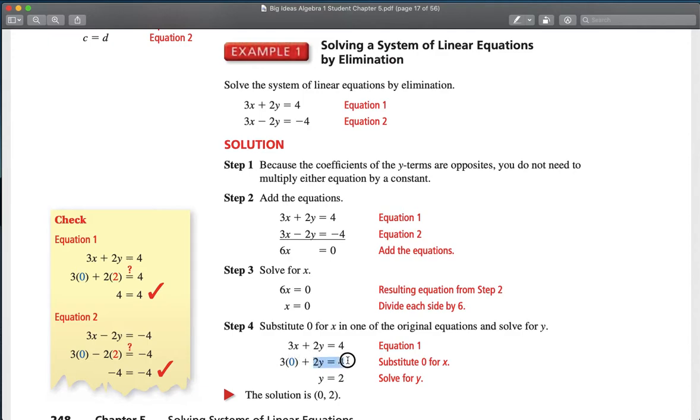So at the end, you end up getting 2y equals 4. Now, you're supposed to solve for y. How do we get rid of the 2? So here we are multiplying. The opposite of multiplying is dividing. So we are going to divide by 2 to both sides, and we get that y equals 2.